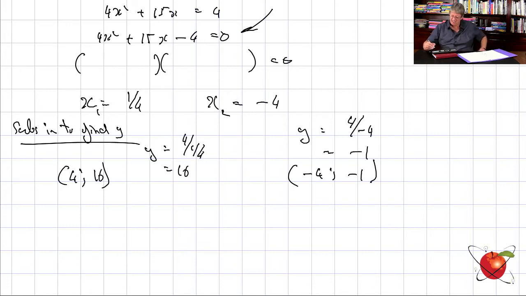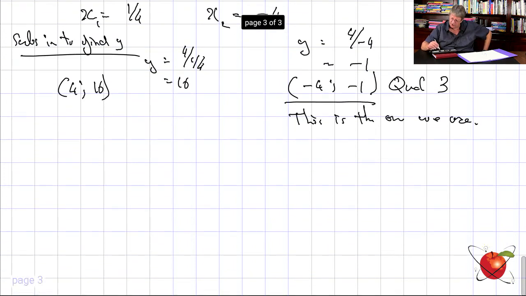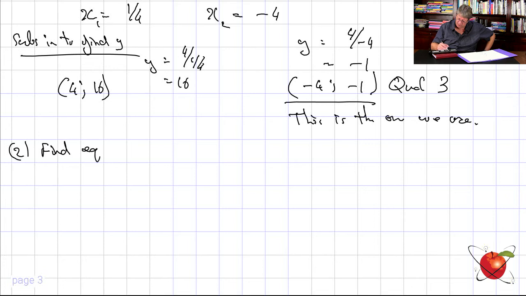Okay? And I say, which is in quadrant 3? This is in quadrant 3. Therefore, this is the one we use. They told us it's quadrant 3 that we have to use. So then they say, find the equation of the tangent. Okay? Part 2 is find the equation of the tangent.